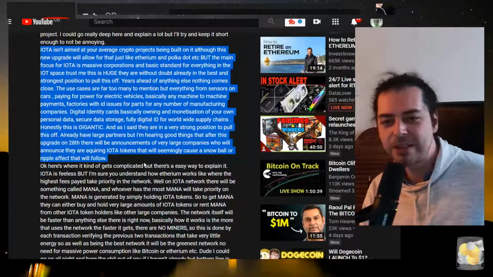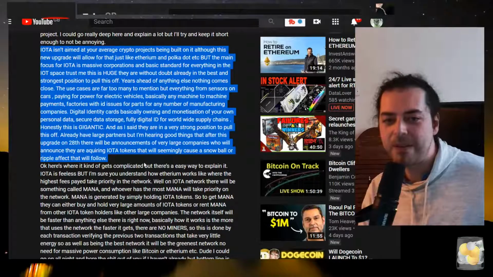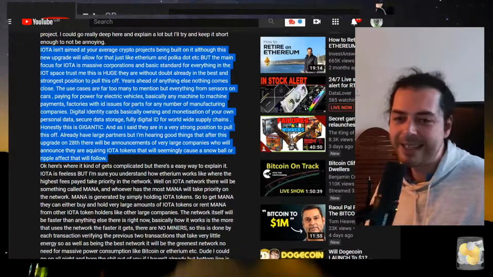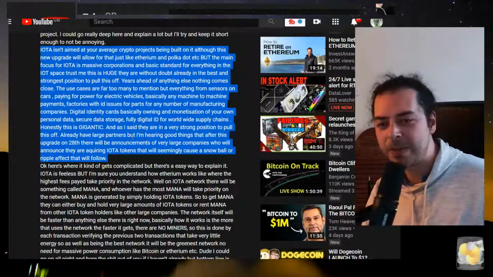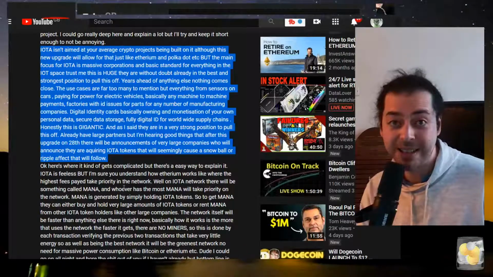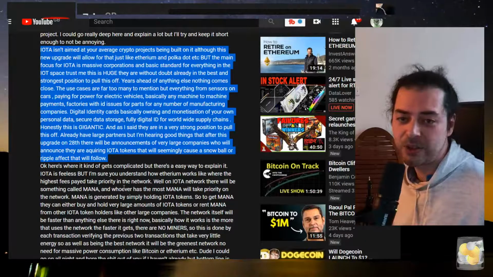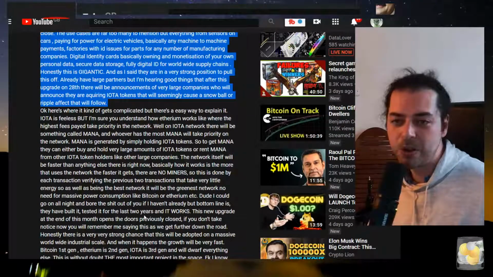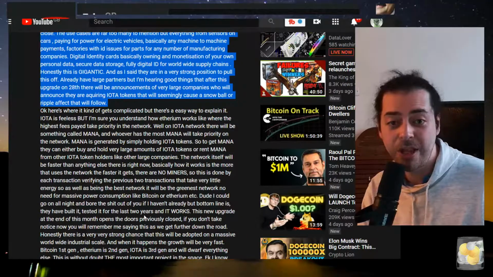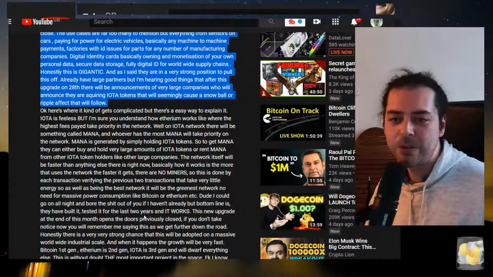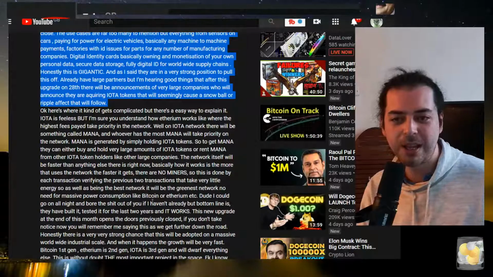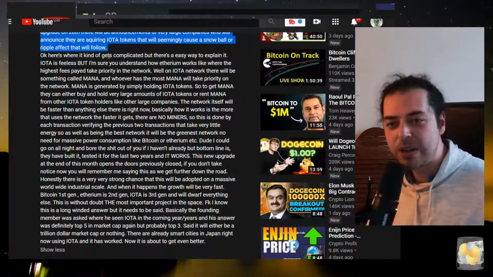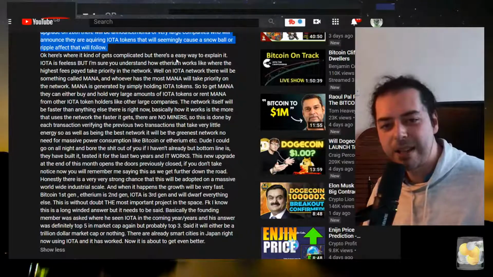He says that the use cases are far too many to mention, but everything from sensors on cars, paying for power for electric vehicles, basically any machine-to-machine payments, factories with ID issues for parts for any number of manufacturing companies, digital identity cards, basically owning and monetizing your own personal data, secure data storage, fully digital ID for worldwide supply chains. Honestly, this is gigantic, and as I said, they're in a very strong position to pull this off, already have large partners, but I'm hearing good things that after this upgrade on the 28th, there will be announcements of very large companies who will announce that they are acquiring IOTA tokens that will seemingly cause a snowball or ripple effect that will follow.